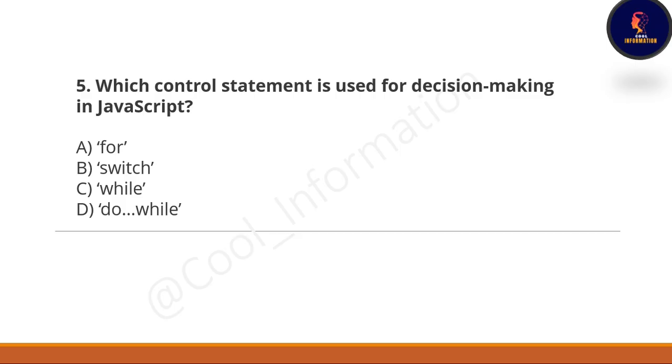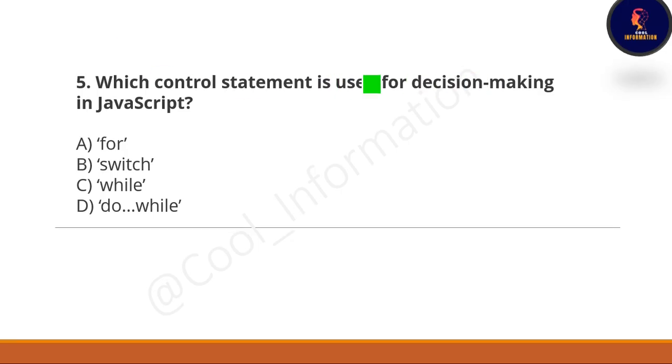Next question. Which control statement is used for decision making in JavaScript? Very simple question. Which control statement is used for decision making in JavaScript? Options are for, switch, while or do while. Correct option is option B. Switch statement is used for decision making in JavaScript.